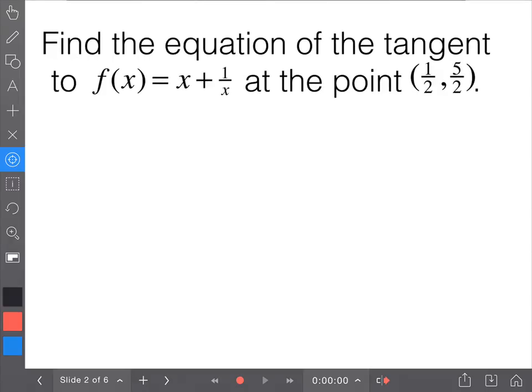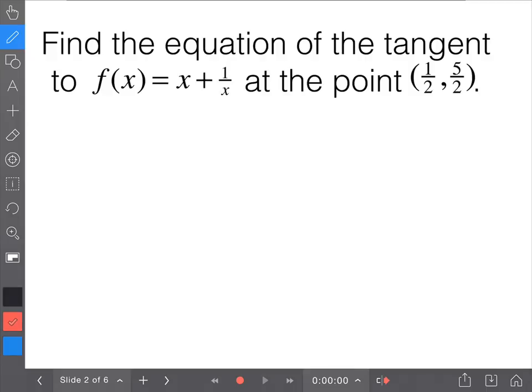So here we go. Find the equation of the tangent to f of x equals x plus 1 over x at the point 1/2, 5/2. Now what does that mean? Okay, well that just means that I want a line that touches my graph. Now if it's going to touch it, not cross it, then it has to have the same slope as the graph does at that point. And then it needs to go through this particular point.